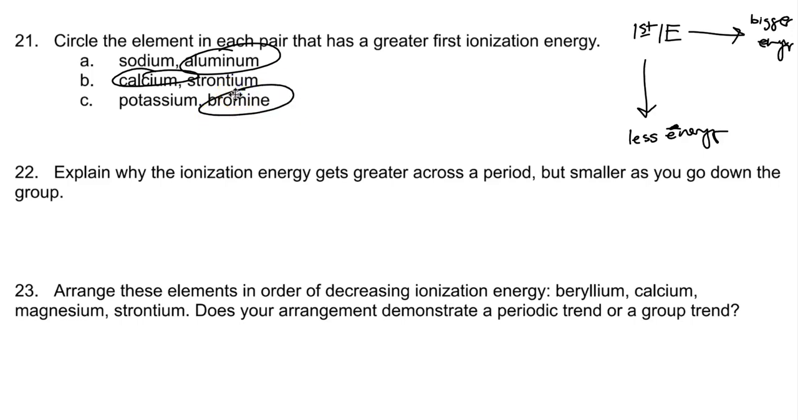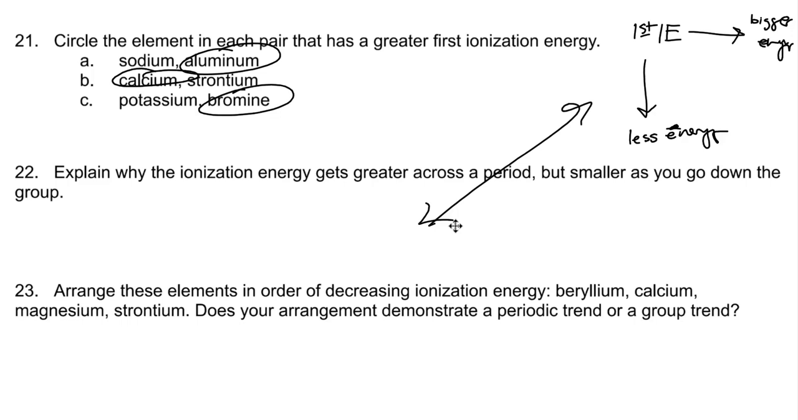Okay, explain why the ionization energy gets greater going across the period, smaller as you go down. We just kind of did that, didn't we? So we talked about as you go left to right, larger effective nuclear charge, so more protons pulling those electrons in. You're getting closer to an octet, takes more energy. As you go down a group from top to bottom, the valence electrons are further from the nucleus, more shielding from those core electrons.